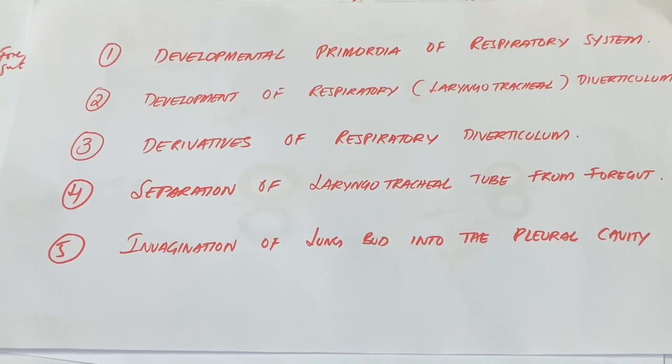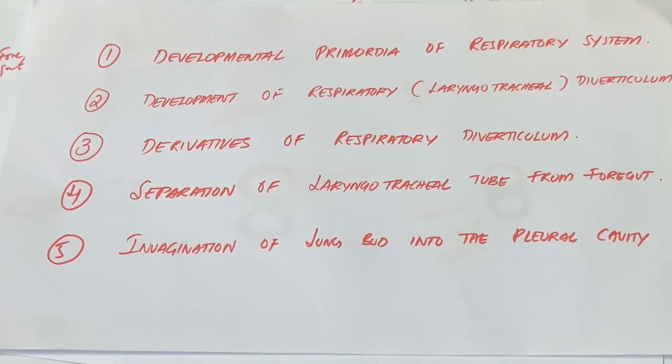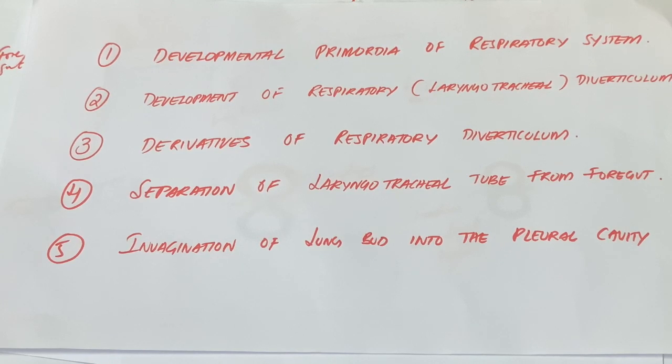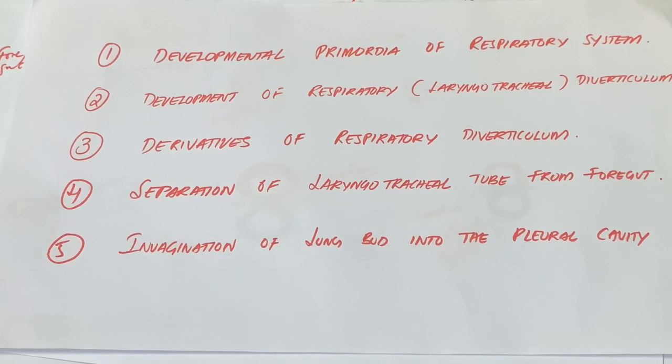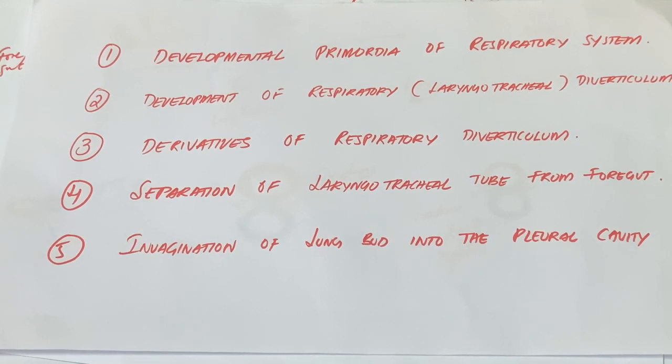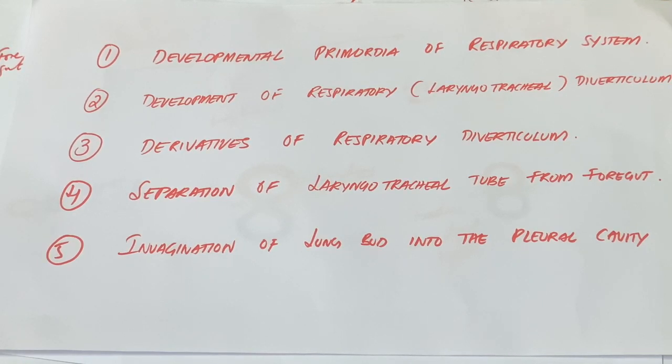So first is development of the primordia of the respiratory system, you know it. Development of the respiratory system also, you know it. That means the laryngeal diverticulum, how it is developed, from where it is developed. Then derivatives of the respiratory diverticulum also, like how it enters the thoracic cavity, how it gets bifid. The upper cranial part forms the larynx and the trachea, whereas the lower bifid part will form the lung and the bronchi.